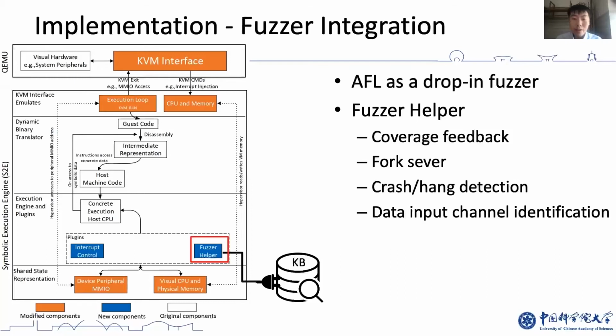We use AFL as a drop-in fuzzer for test case generation and leave the rest to our plugin, including coverage instrumentation for servers and crash and hang detection. Then we can feed the test cases generated by AFL into firmware through the data register, and other peripheral accesses will be handled by our knowledge base.